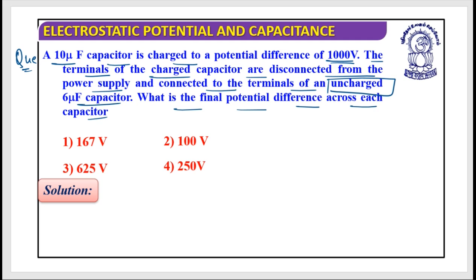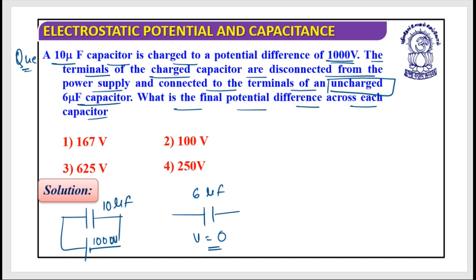So the situation is, initially this is the capacitance of 10 microfarad and that has been charged with a battery of 1000 volt. It's 1000 volt. Another is the capacitance of 6 microfarad and its voltage is 0. Now what I need to find out is the final potential difference across each capacitance.